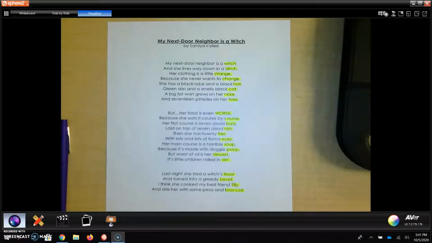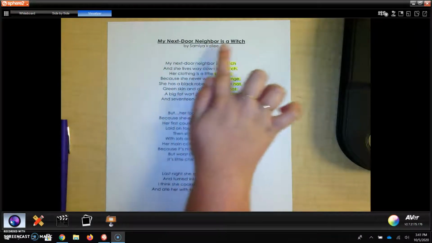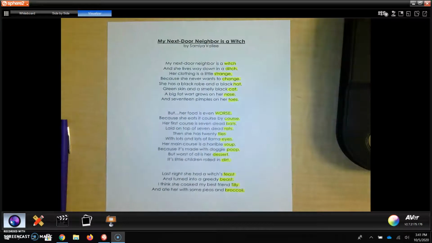Hi friends! So this week we're going to continue talking about poetry, and on Tuesday you were introduced to a new poem called My Next Door Neighbor is a Witch. And when you had this poem you were asked to do two things. You were focusing on two elements that we find in poetry.